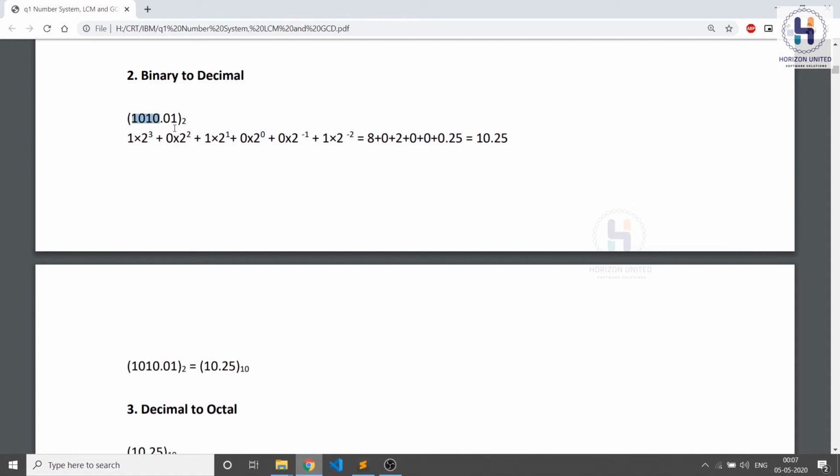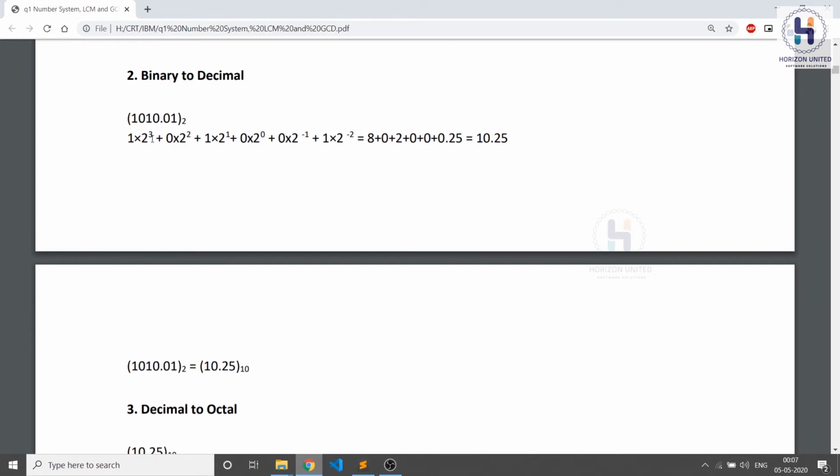So now let's consider here: 0 into 2 to the power of 0. Then the power value is incremented: 1 into 2 to the power of 1, plus 0 into 2 to the power of 2, plus 1 into 2 to the power of 3, right? So this is the mechanism that we have to follow.